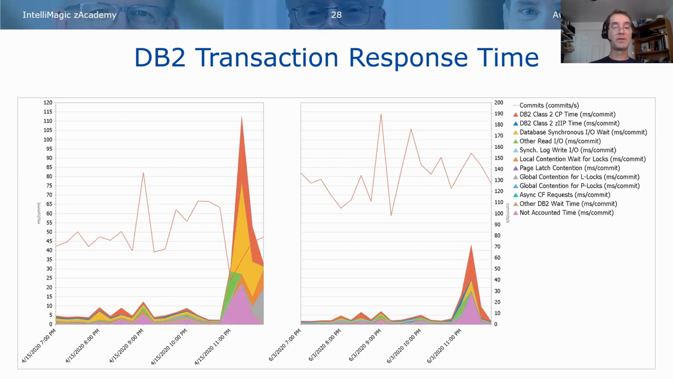Go back to where I described the sync versus async earlier when we were talking about coupling facilities. A DB2 sync I/O wait is where I have to do this physical I/O while the DB2 transaction is in flight. So what I'm measuring here is the commits, the solid red line in both, which is the number of commits. And then the stacked bars are the different transaction response components in DB2 language, milliseconds per commit.